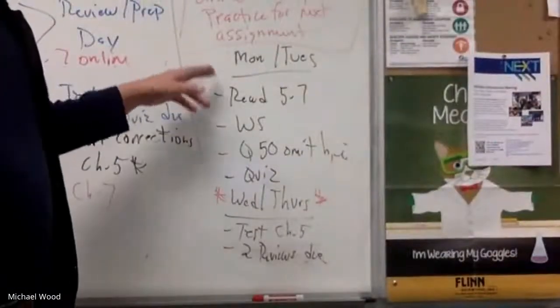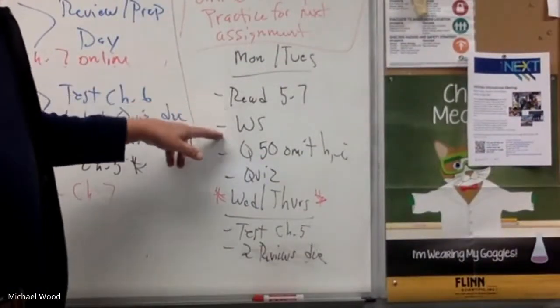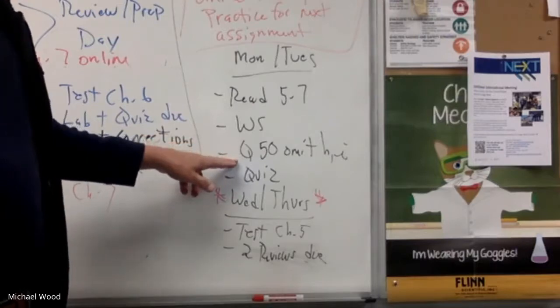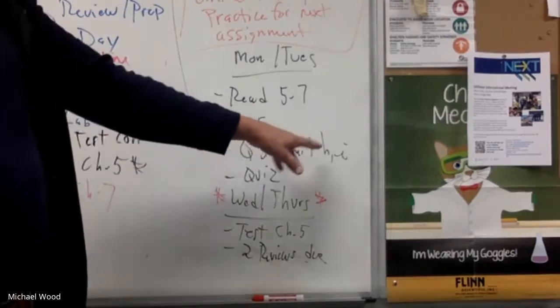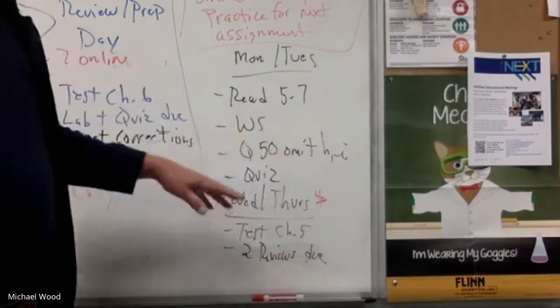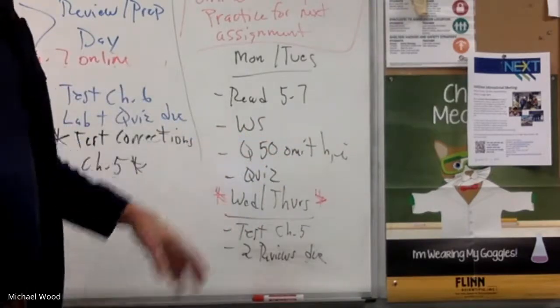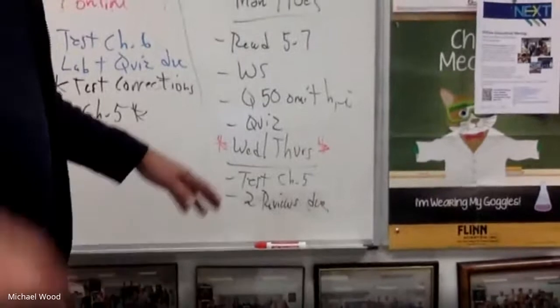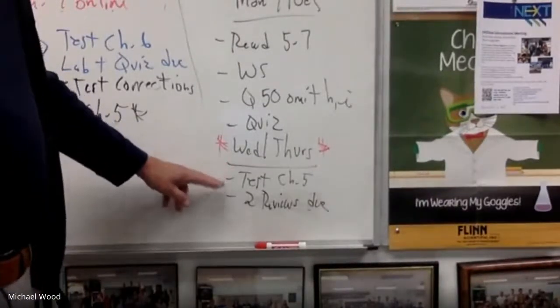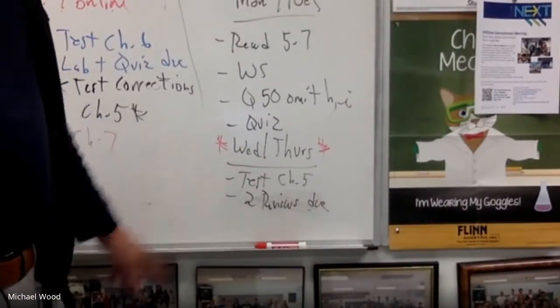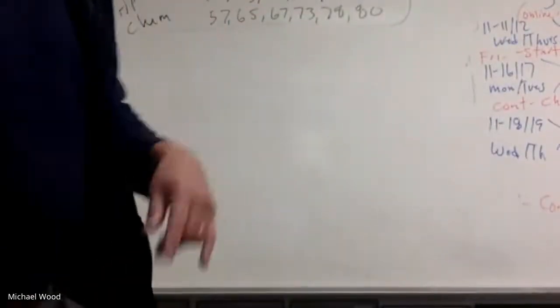And also just to review, remember what's going on next week. Monday, Tuesday, this is the reading. That worksheet's due, and the only problem from the book is number 50, and you can omit, which means don't do H and I. And then we'll have a quiz, and then we're going to do a lab, which is the main thing we're going to do. And then on Wednesday, Thursday, the chapter 5 test is due, and there are 2 reviews. If you weren't in class, I posted both of those on Canvas and on my website, so you guys can get those.